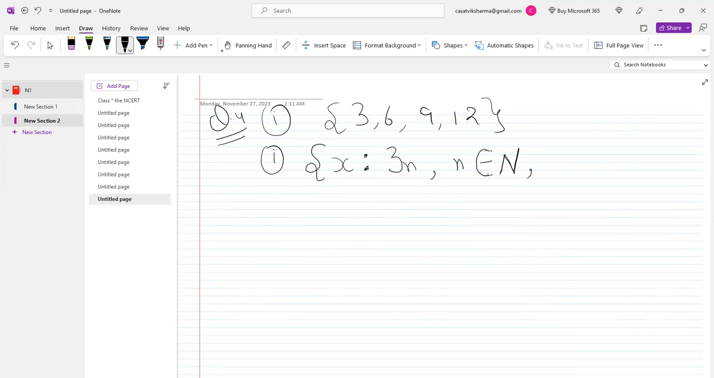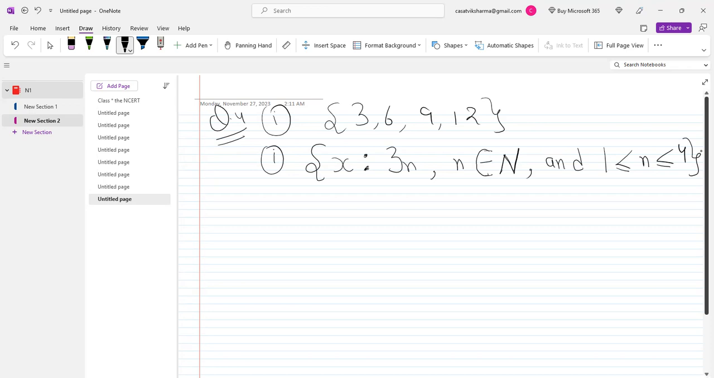We're defining this set in a set builder form, and we're not done defining it. We also have to tell that this letter n is greater than or equal to 1 but less than or equal to 4. The set of all x such that x is 3n, where n is a natural number, limited to this value: greater than or equal to 1, less than or equal to 4. n can be 1, 2, 3, or 4, but not greater than 4, not less than 1. Question 4, part 1, we're done here.